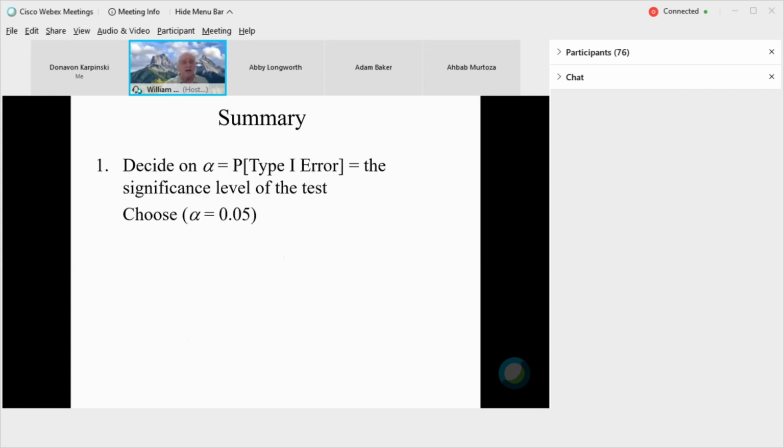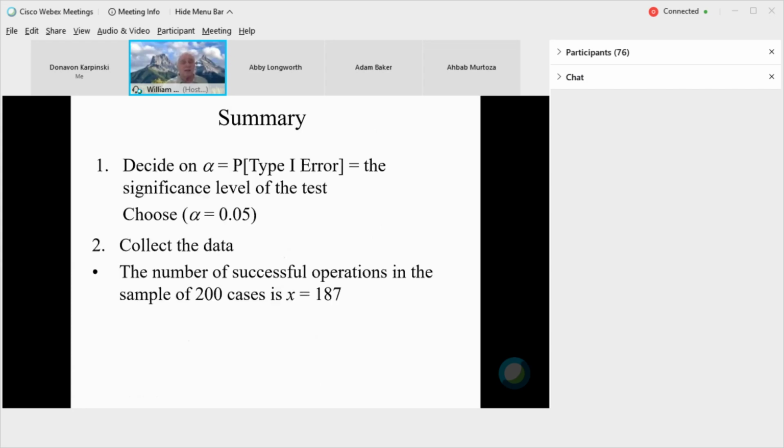So we choose a value for alpha, 0.05. We collect the data. In the data, 187 cases were successful out of the 200. The success rate is 93.5%.